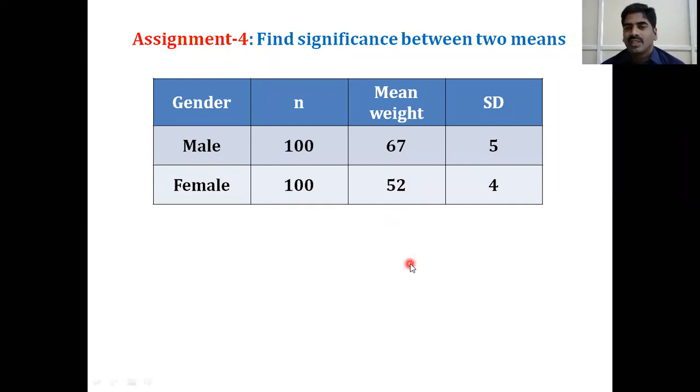What is our null hypothesis? There is no significant difference in mean weight between males and females. Okay, and you can make the alternative hypothesis. Next, observe the difference, calculate the standard error and multiply it by 2. Then check whether the observed difference is greater than 2 times the standard error or not. If the observed difference is greater than 2 times the standard error, then it is significant, or else there is no significance.